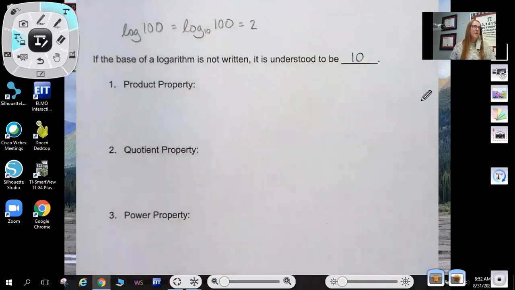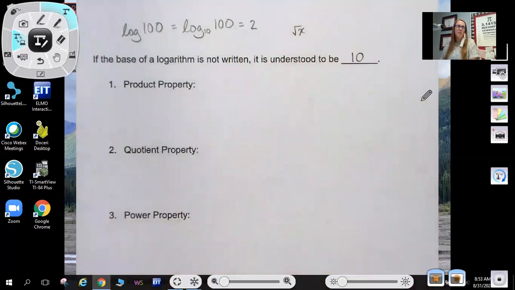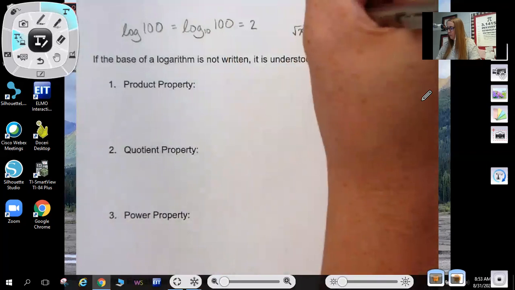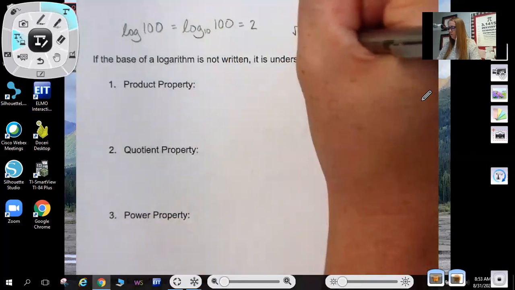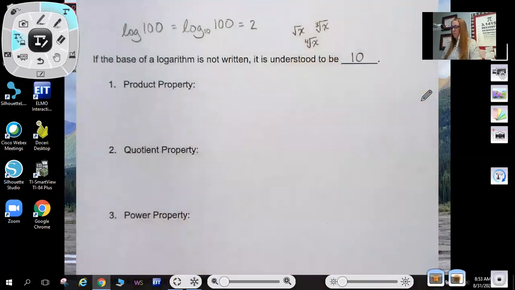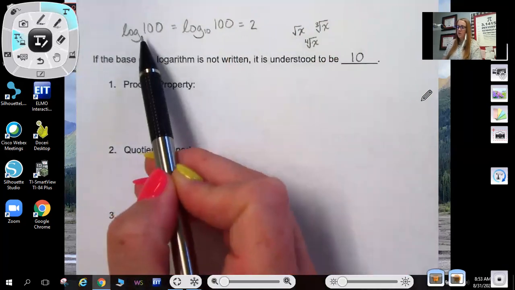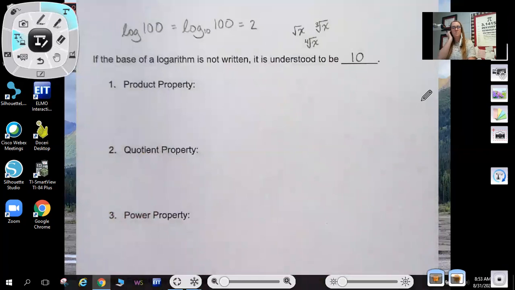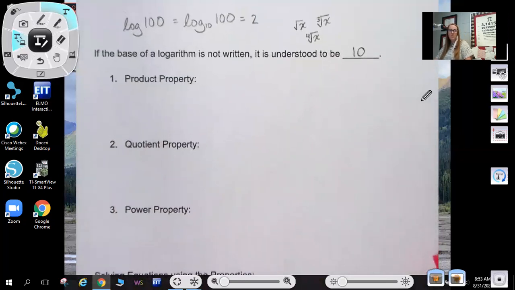So it's similar to a lot of things in math where the most commonly used thing is shorthanded, just like square root. There's no 2 written anywhere, but we still know it's the square root. Because if it weren't the square root, it would have a different number, like cube root, fourth root, and so on. But because there's not one written, it's understood to be the square root. For logarithms, if there's not a base written, it's understood to have a base of 10. Okay, so that'll come into play some, and then we have 3 more properties that we're going to look at.